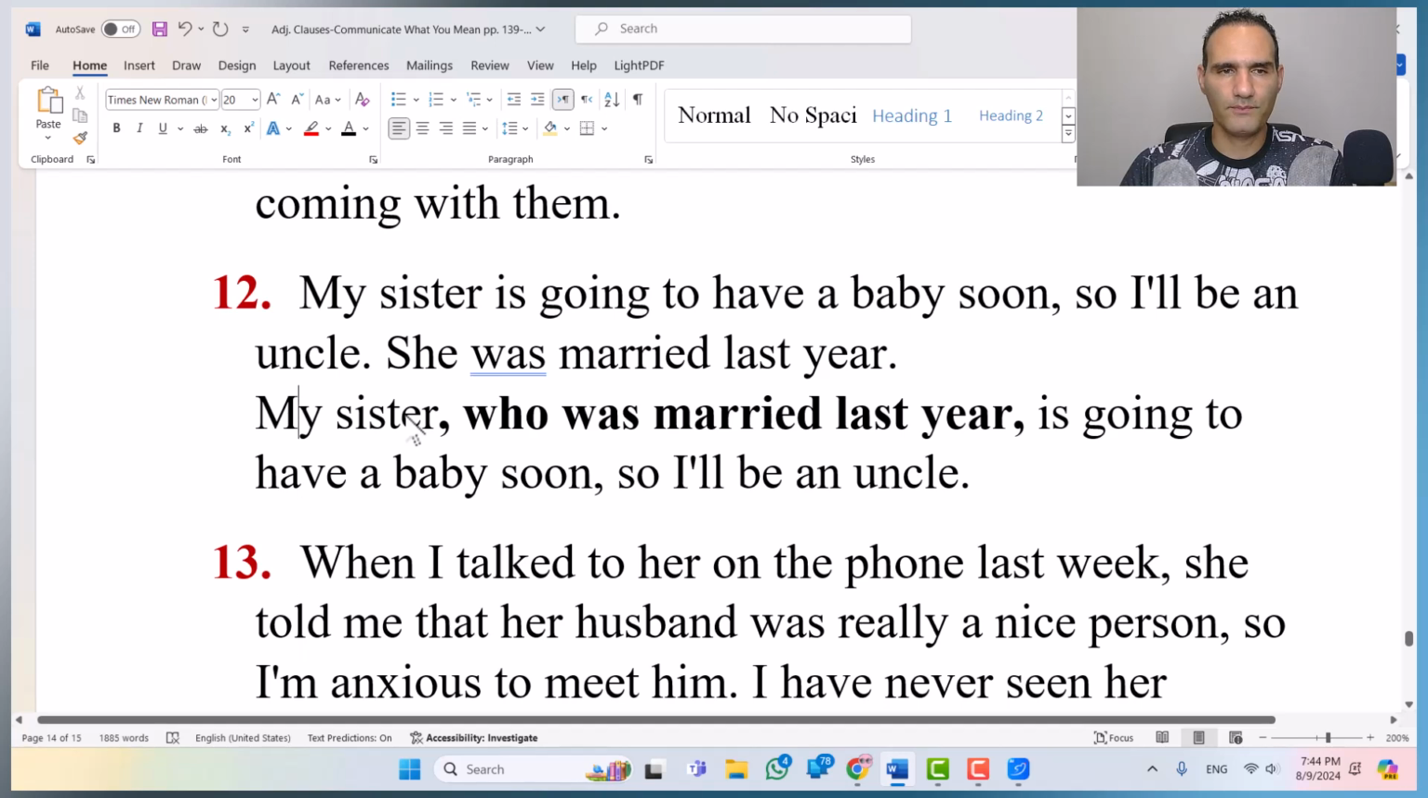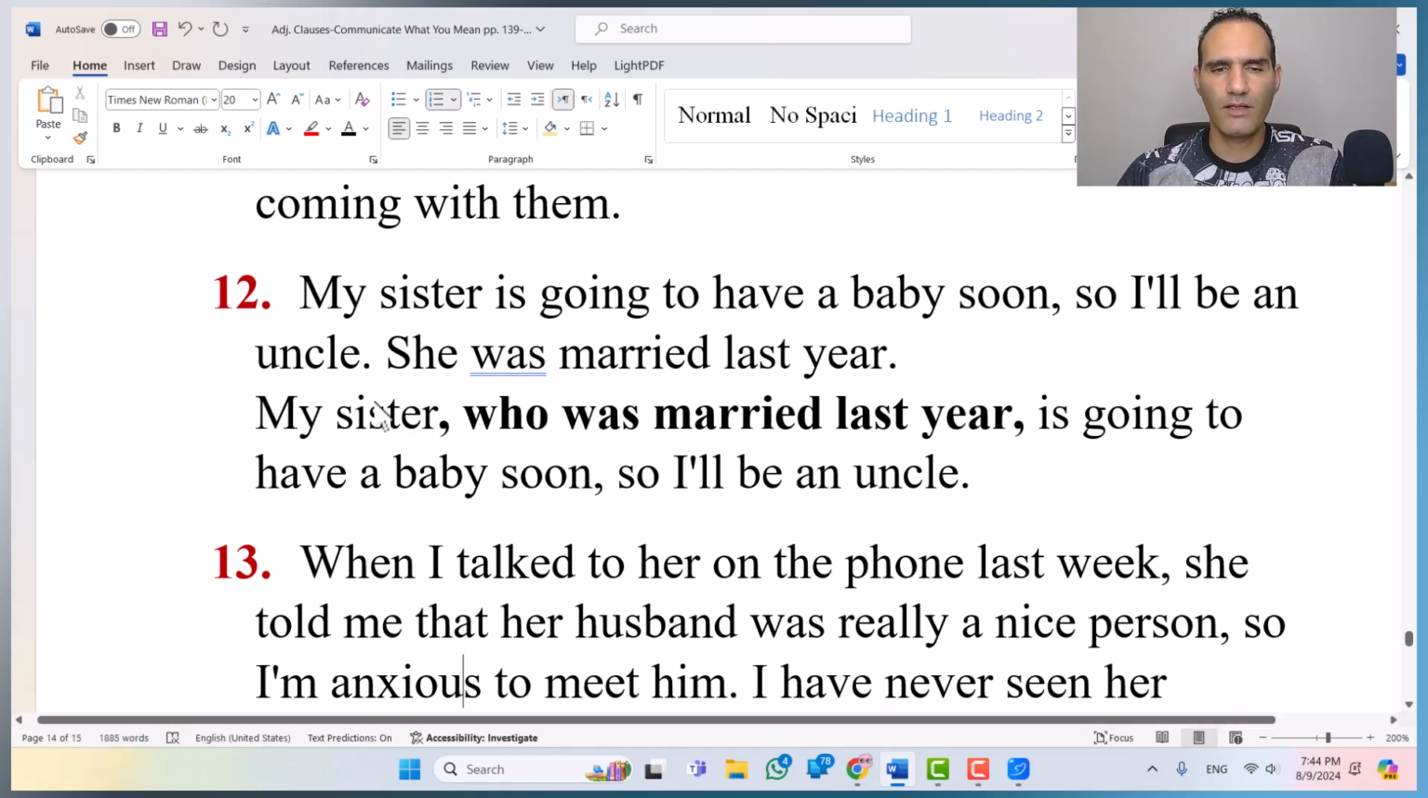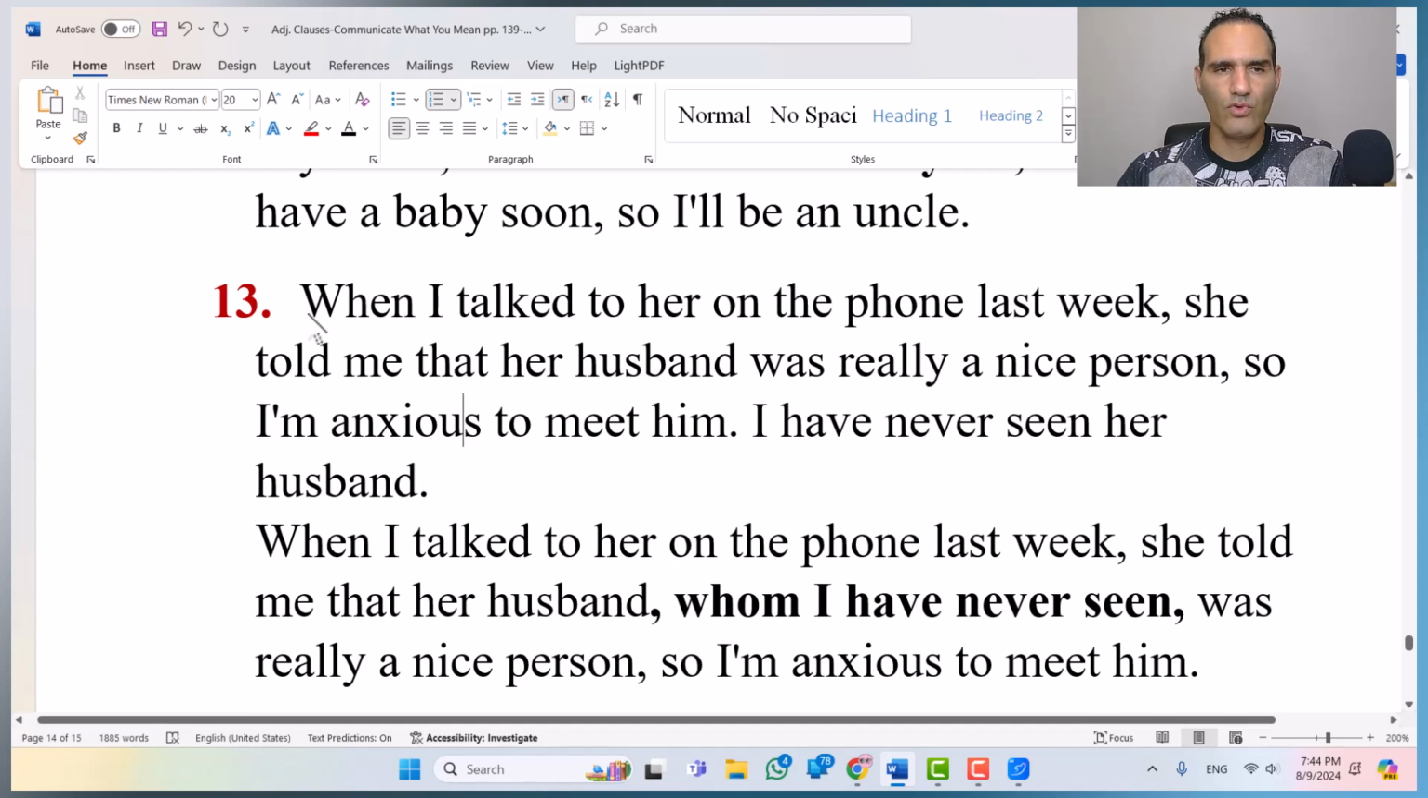Number 12: my sister is going to have a baby soon, so I'll be an uncle. She was married last year. My sister, who was married last year, is going to have a baby soon, so I'll be an uncle. Again, the same story, the same analogy with the commas. Even you can lift the commas and then it shows the person has more than 1 sister.